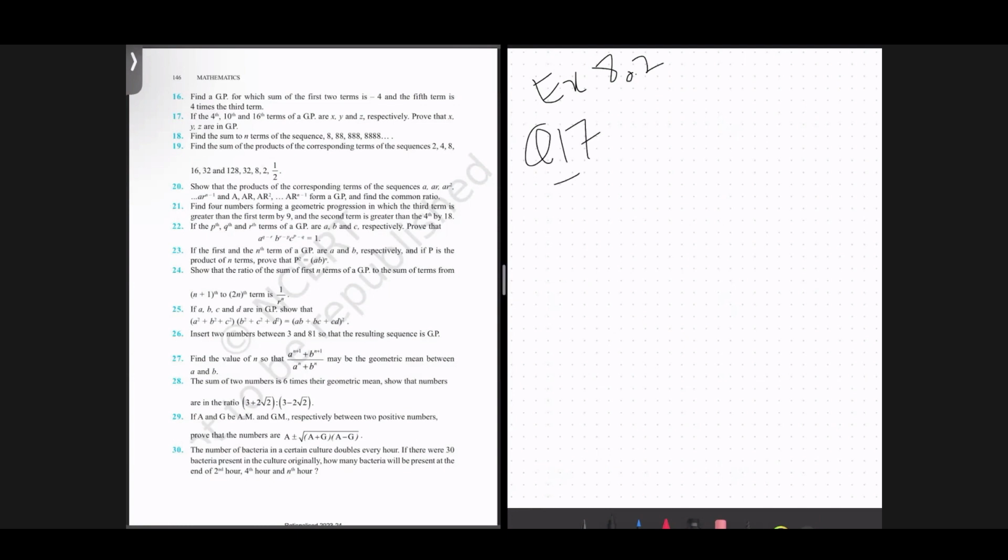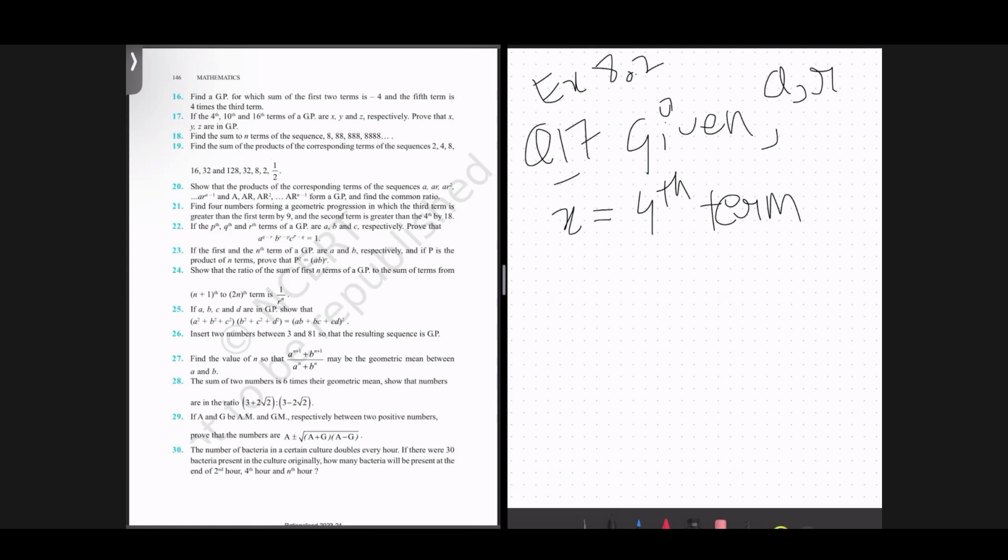Question number 17 asks of us: if the 4th, 10th, and 16th terms of a GP are X, Y, and Z respectively, prove that X, Y, Z are in a GP. So let us first write what has been given. In the given section, X is denoted by the 4th term of a GP. Let us say the GP that we're talking about has the first term as A, and the common ratio of this particular GP is R, right?